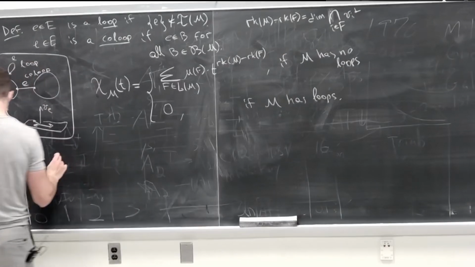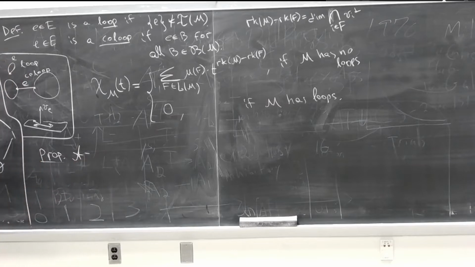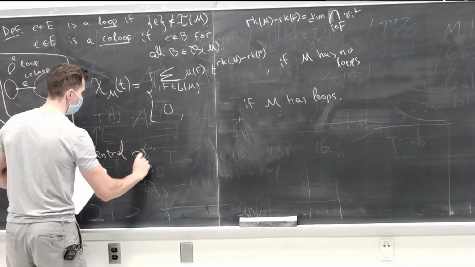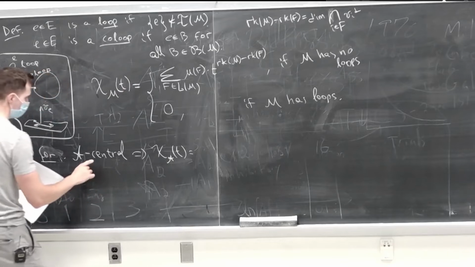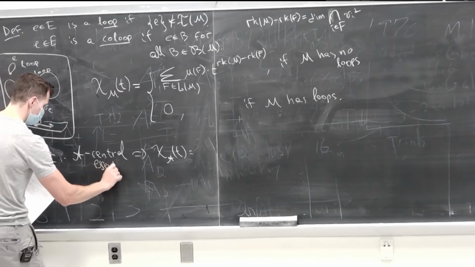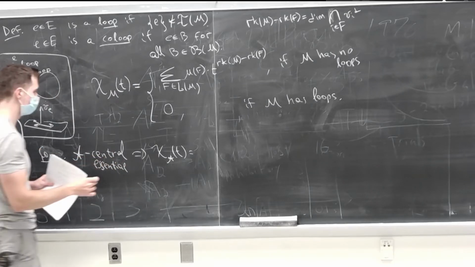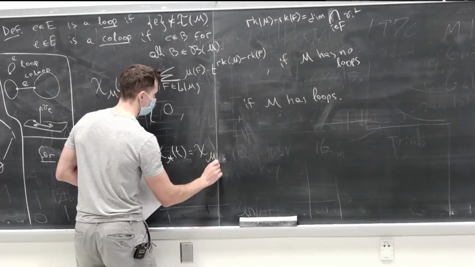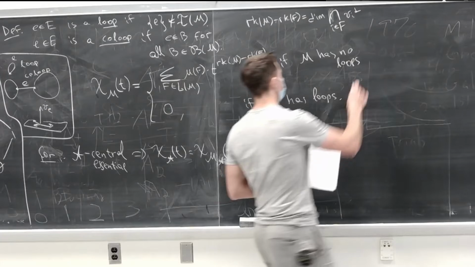The claim is that, as a simple corollary of this result, if A is a central hyperplane arrangement, central and essential, then the corresponding characteristic polynomial is equal to that of the matroid. Because matroids don't know about the ambient space, they only know about the hyperplane arrangement, the characteristic polynomial of the matroid recovers the characteristic polynomial of the hyperplane arrangement. So now we can just study matroids.